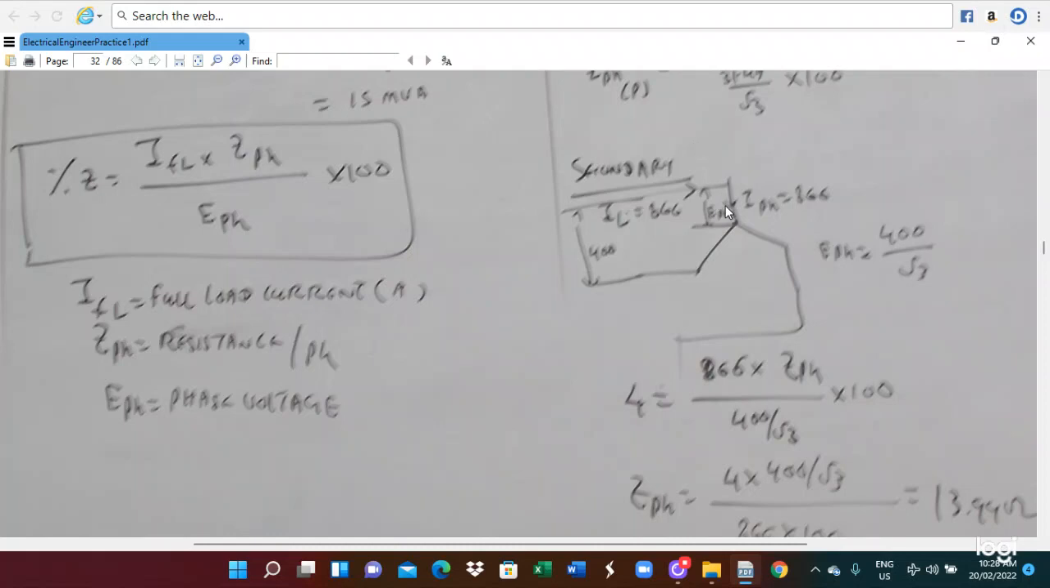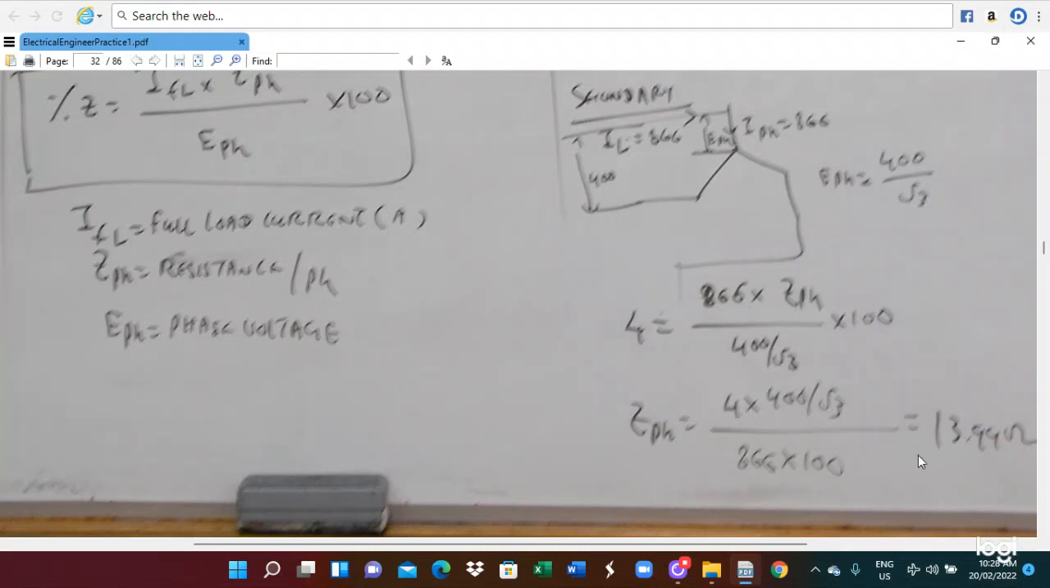This is also equal to the phase current because of the star connection. So this is the current in the 866 ZBH unknown, phase voltage we have to calculate. So line voltage is 400. For the star connection, phase voltage is line voltage divided by root 3. 400 divided by root 3, and then we calculate, so you get that 13/94.